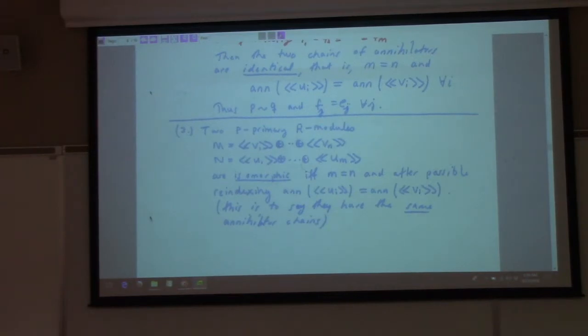And then finally, two p primary R modules are isomorphic if and only if their primary cyclic decompositions here match up. So we can test for isomorphism of p primary R modules by testing if they've got the same chain of annihilators. Yeah, in this sense.